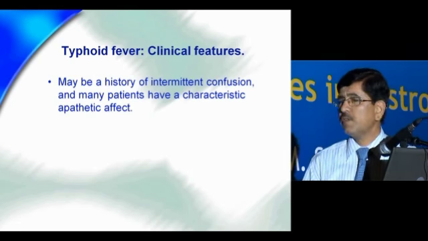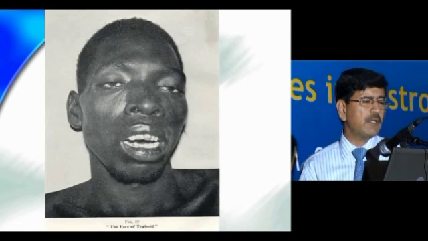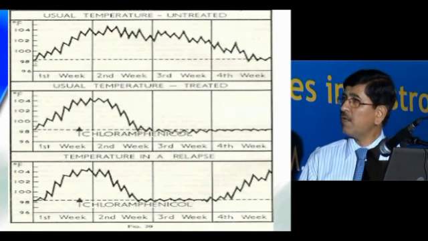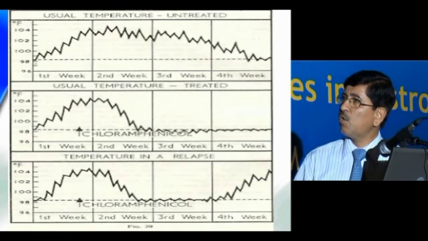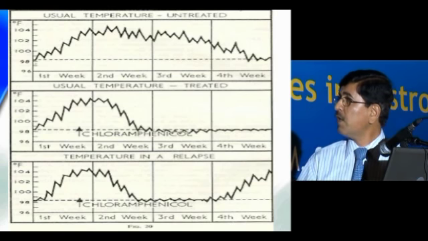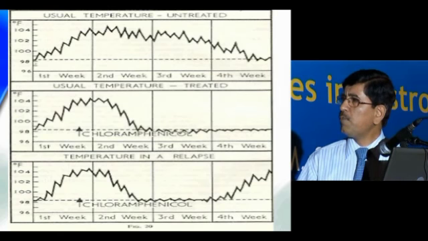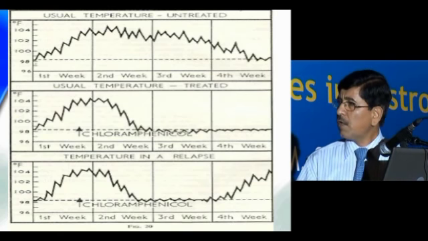The temperature pattern, as I mentioned earlier, is that initially it is low grade but gradually rises. In the 2nd week it sustains, 3rd week sustains, and by 4th week it enters into a defervescent period. With antibiotics, it comes down by the end of 2nd week. But sometimes you can have a relapse by the end of 3rd week or early 4th week.